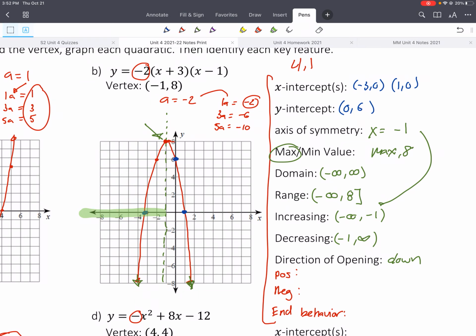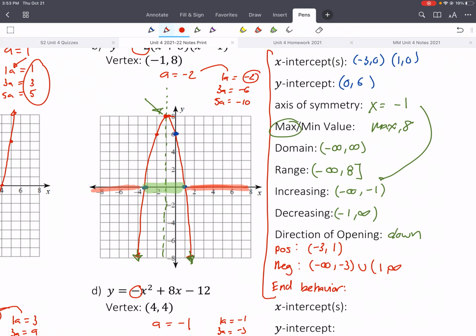Positive, so we're going to try and find where we have positive values. Positive y values, I should say. So we have positive values right between those 2 points. Everything between negative 4 and 1, all of the y values are positive. They're all above the x-axis. So we'd have positive goes from negative 3 to 1. And then negative values are everything else. So we have 2 parts, the left part and the right part. So the left part goes from negative infinity to negative 3, and then it also has 1 to infinity. So if we combine those together, we should have the whole domain. Same thing with increasing and decreasing. If we combine those together, we should have the whole domain.